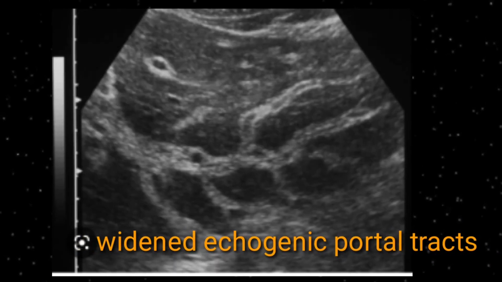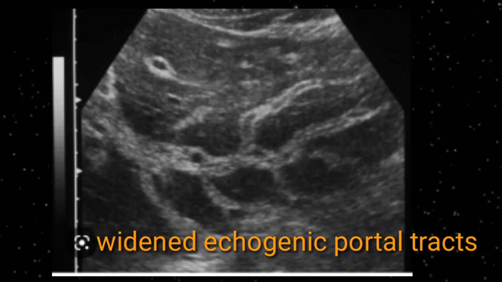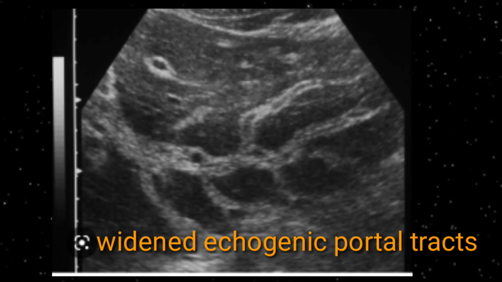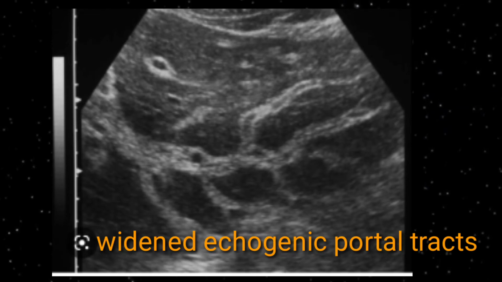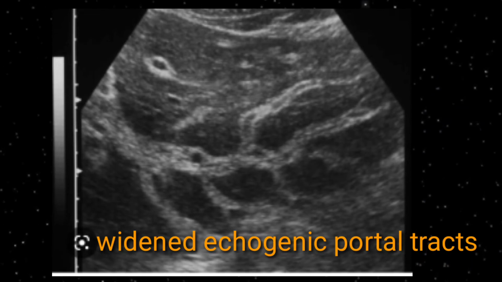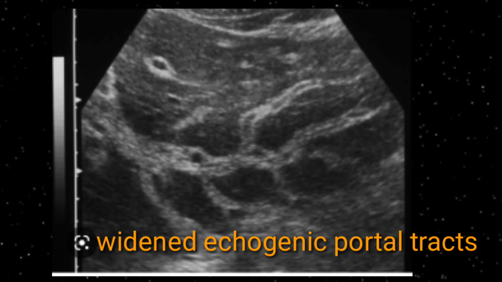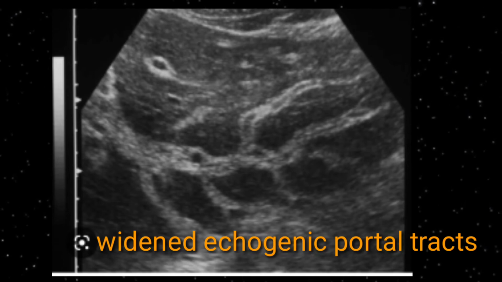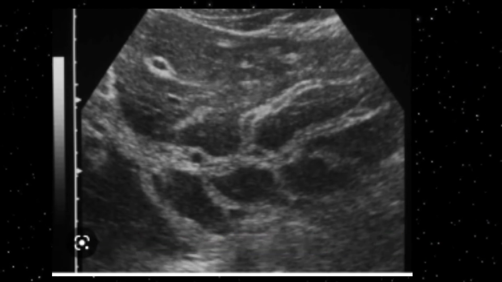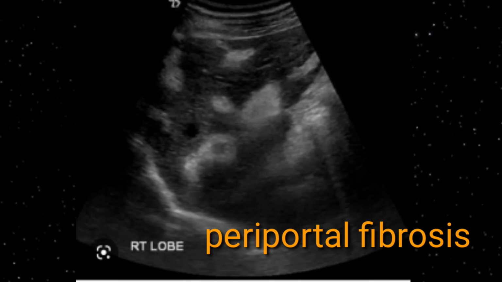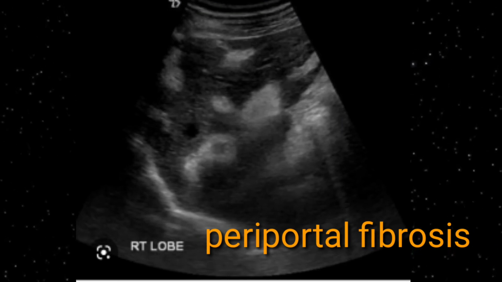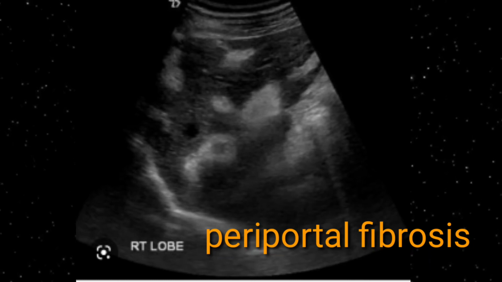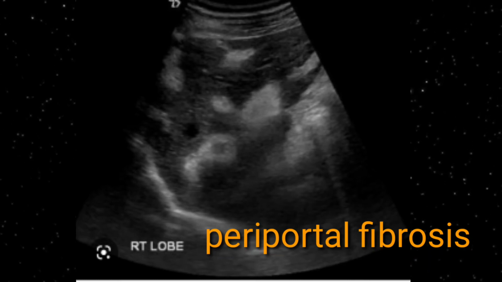Schistosomiasis is one of the most common parasitic infections in humans. Liver ultrasound shows widened echogenic portal tracts. On this slide you can appreciate widened portal tracts that may reach up to 2 cm, while usually all these features involve the porta hepatis. You can appreciate periportal fibrosis, echogenic lines and echogenic appearance around the portal tracts.